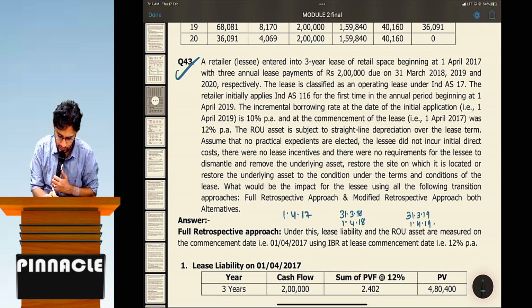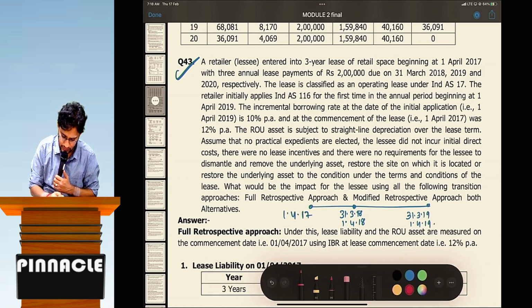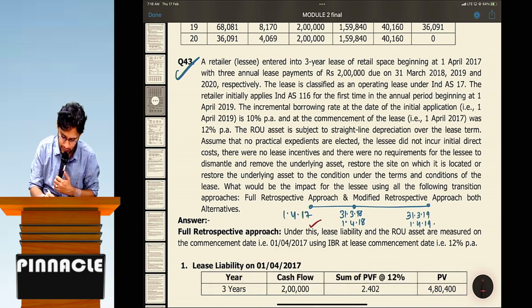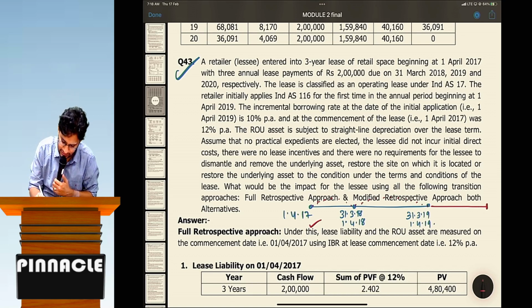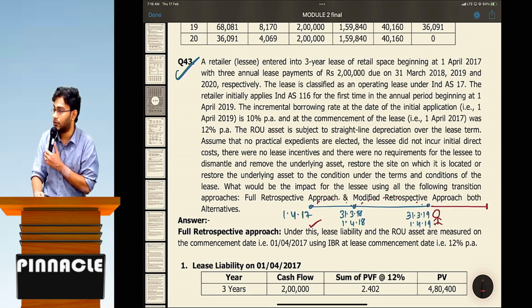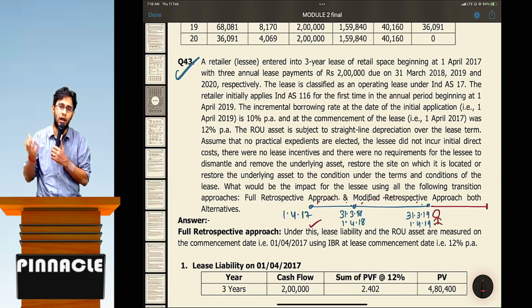Sir, if this is your timeline, you took the asset on lease here, till now 2 years is over. The asset will have a lease of another 1 year because overall 3 years lease. And first time you are applying IND AS 116 here. So how many years are over already?